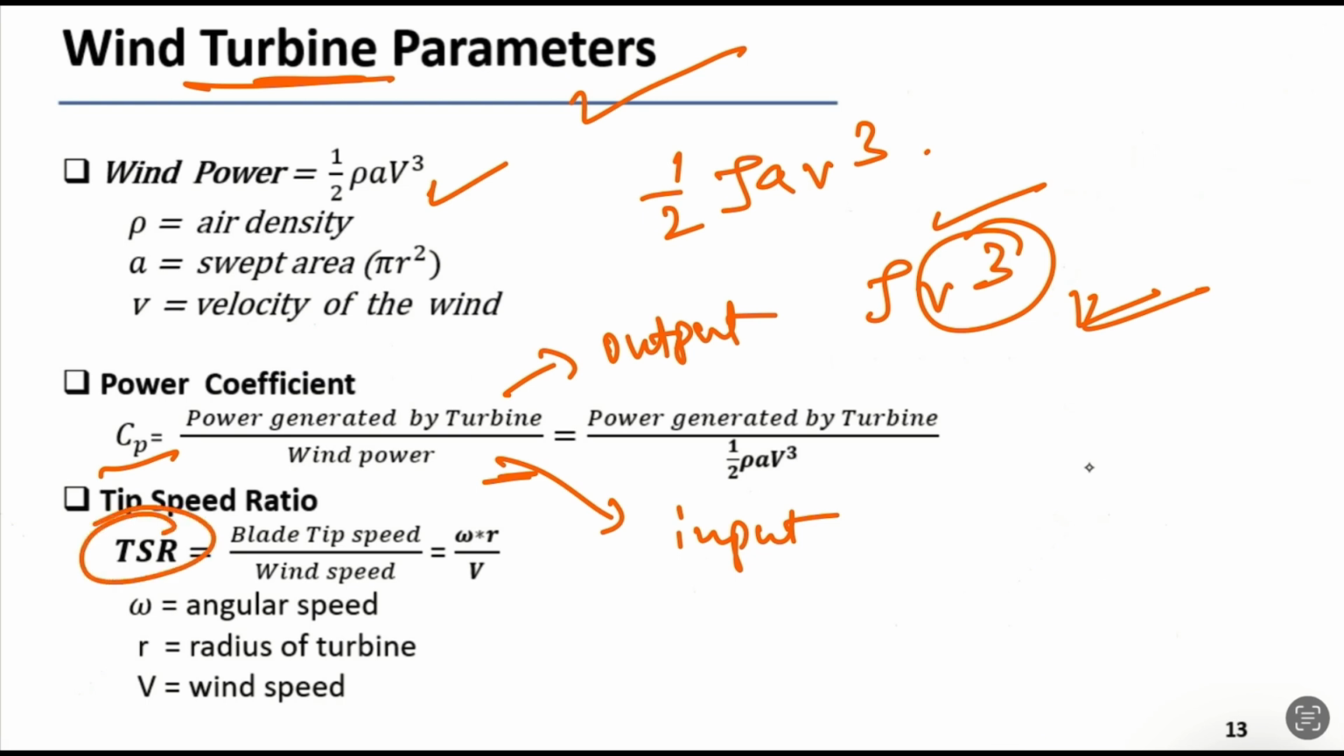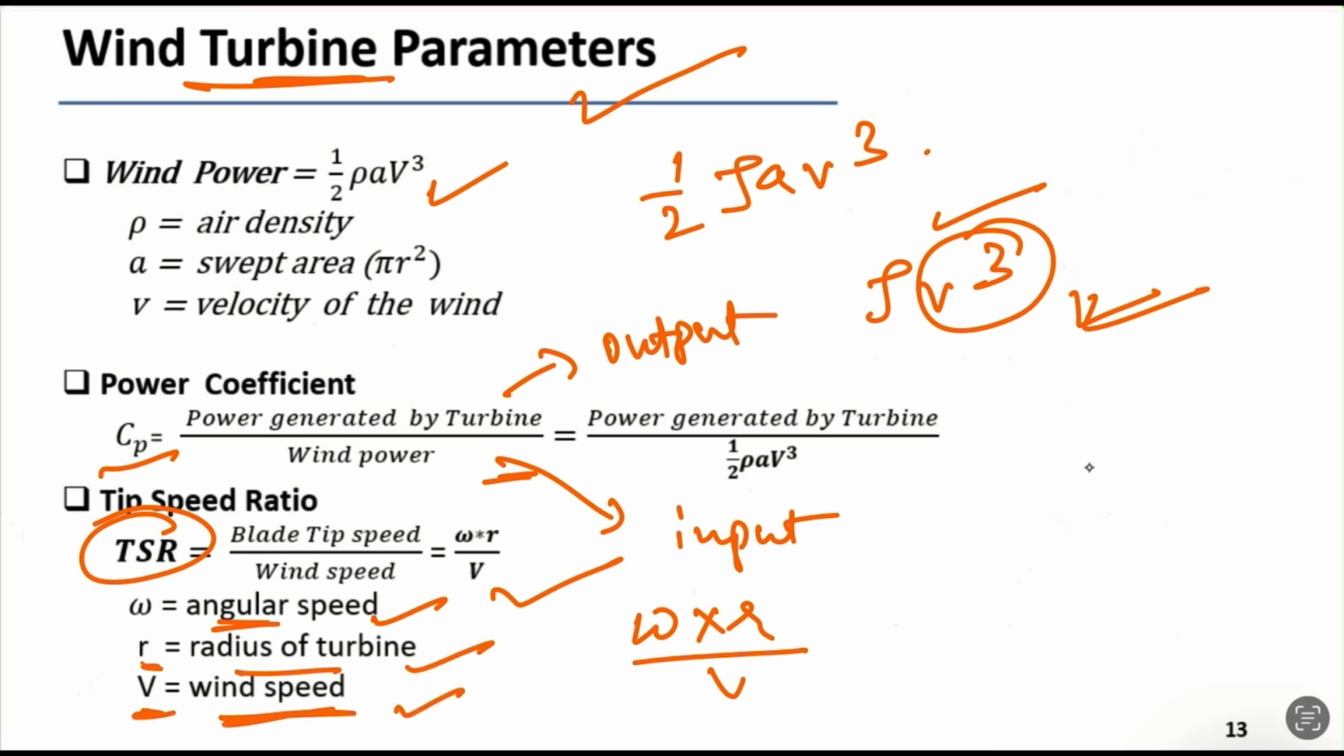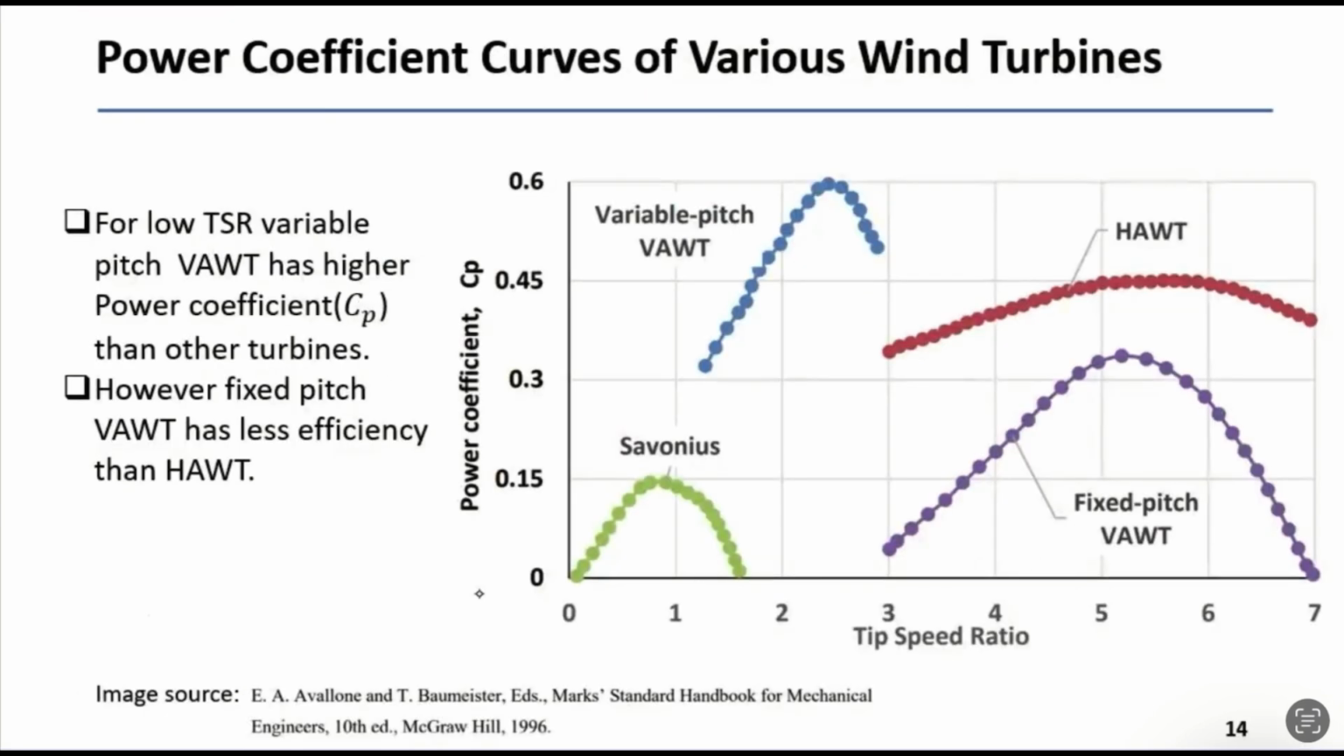Tip speed ratio. A tip speed ratio basically tells us how fast our turbines are rotating with respect to the wind speed. We divide the blade tip speed by the wind speed: omega r divided by V. Here, omega is the angular speed of the turbine, r is the radius of the turbine, and V is the wind speed.